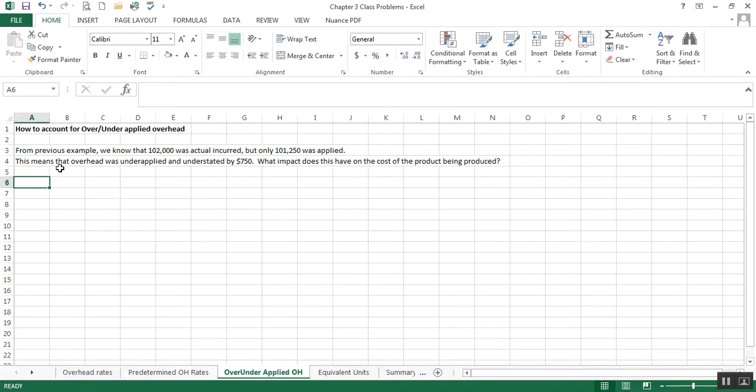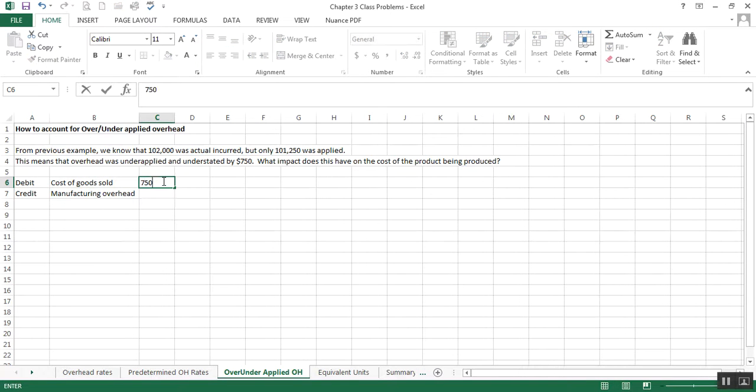What impact does this have on the cost of the product being produced? Well, it means that the overhead that we booked to the work in process and then finished goods and then cost of goods sold was ultimately $750 lower than what it should have been. So in this case, it would be a debit to cost of goods sold and a credit to your manufacturing overhead account. That way you would increase the expense for cost of goods sold, and this is for $750, to get the expense to where it should be.